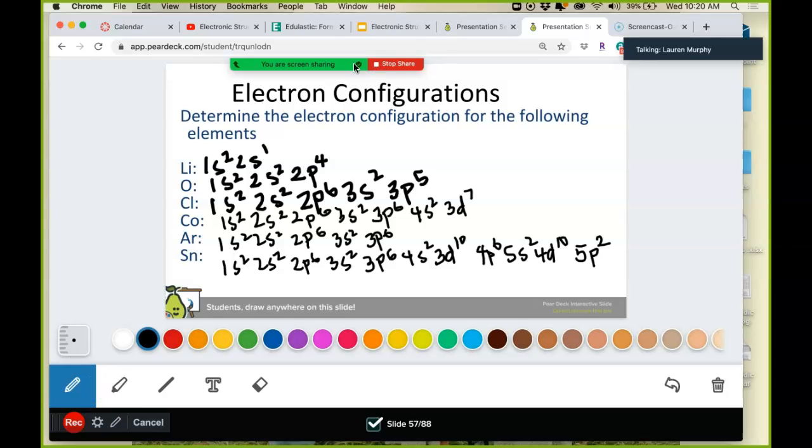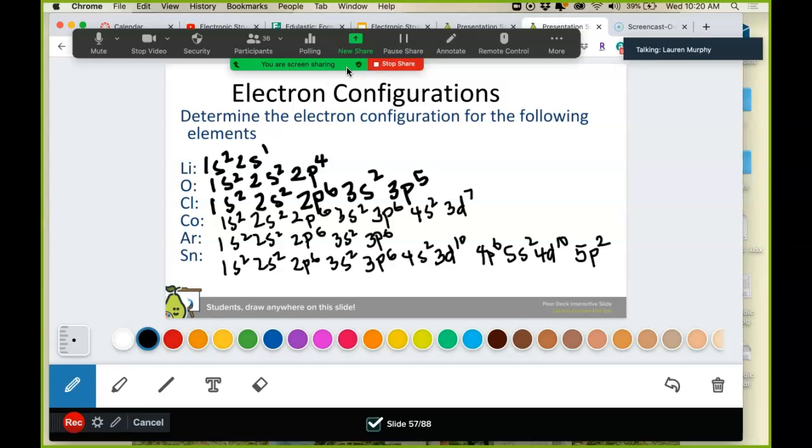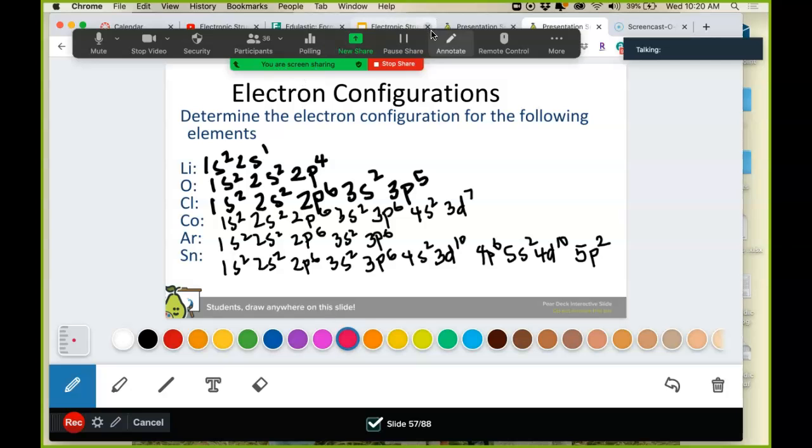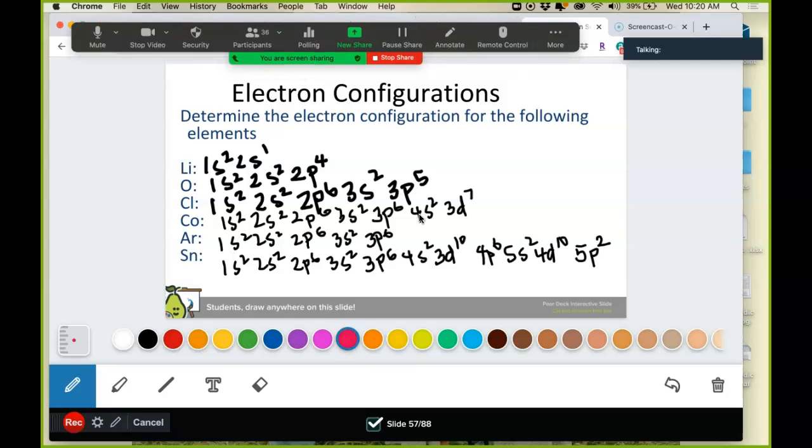All right, so this is what I have for the cobalt, argon, and tin electron configurations. Are there any questions about these so far before I talk a little bit more about them? Any questions?